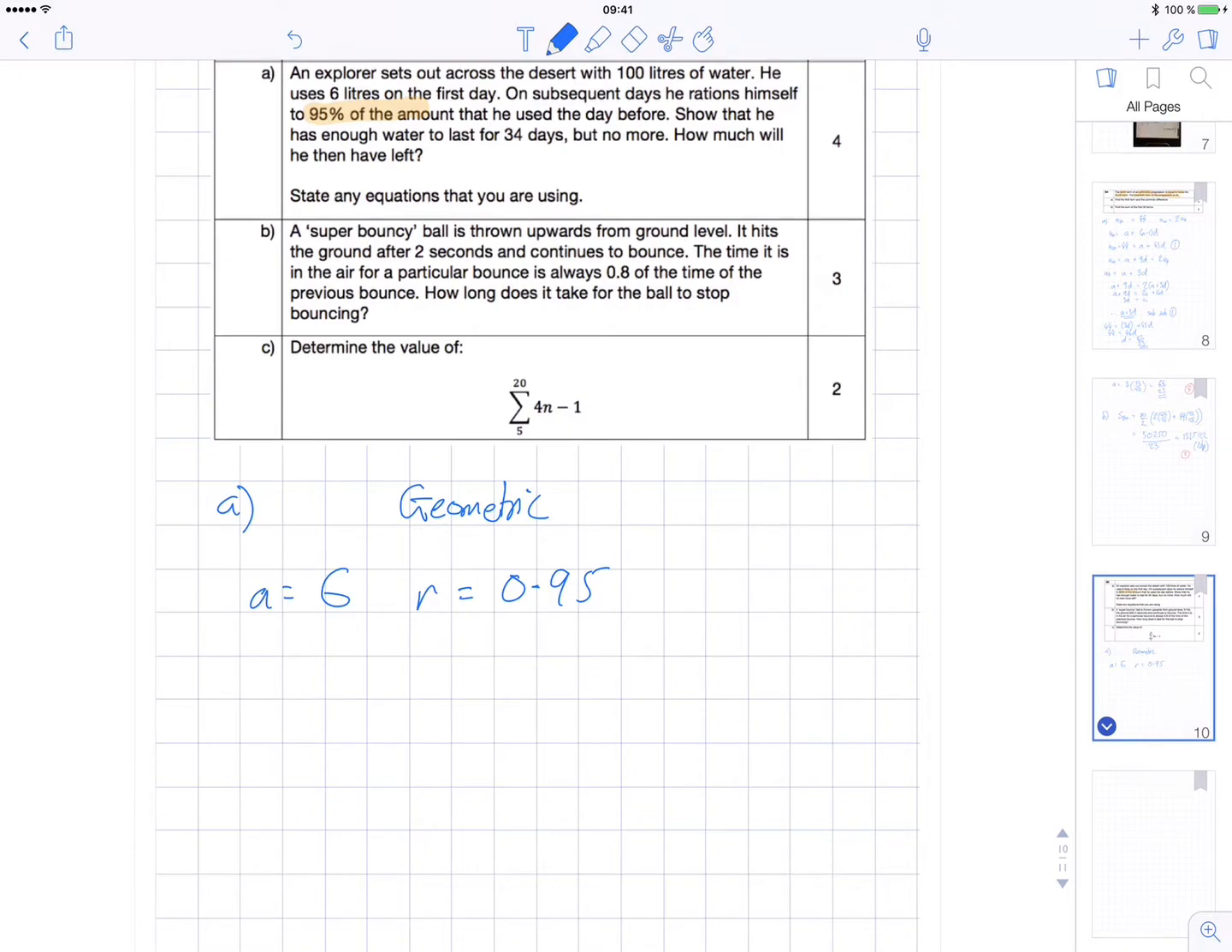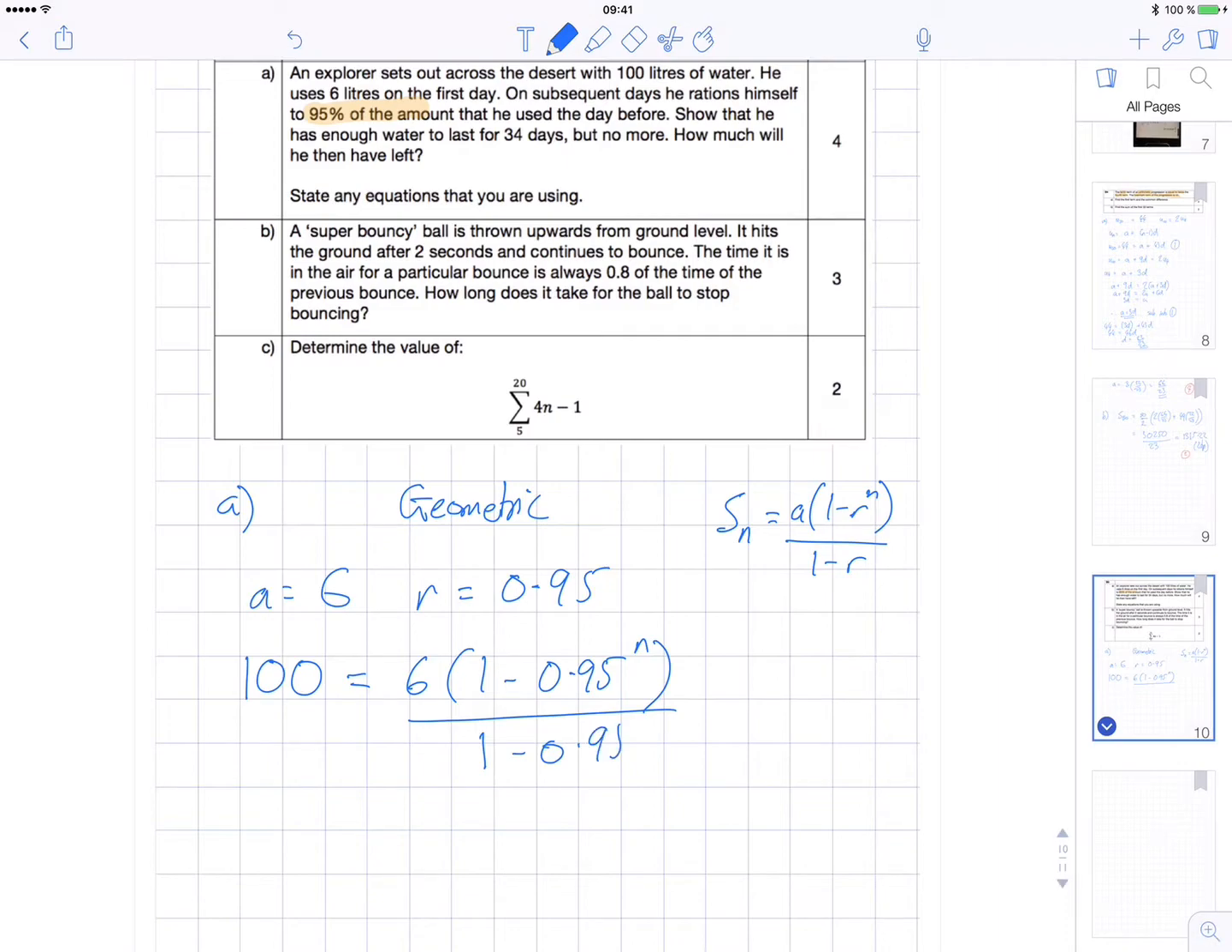Okay. So we know that the sum of something, so we say we've got 100 litres, and the sum formula, by the way, is S_n is equal to a(1 minus r to the n) over 1 minus r. Okay. We know that a is 6, 1 minus 0.95 to the power of n, which we are trying to work out, and we say that's 34. We're trying to work that out as being 34 over 1 minus 0.95.